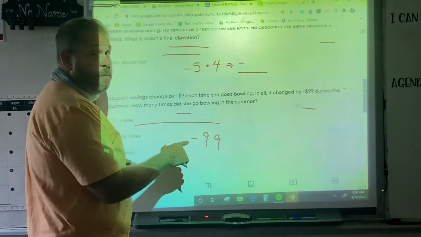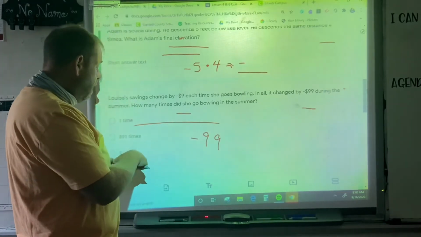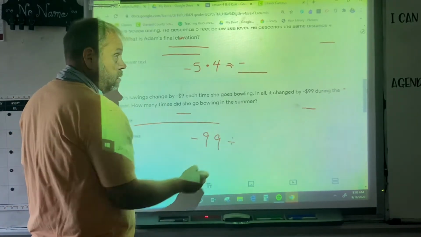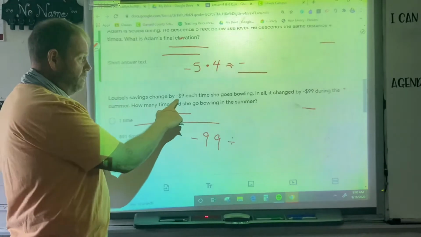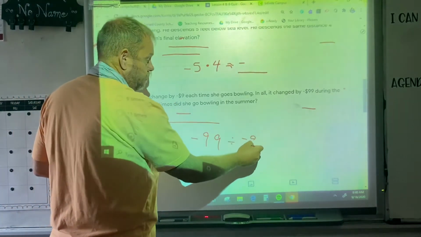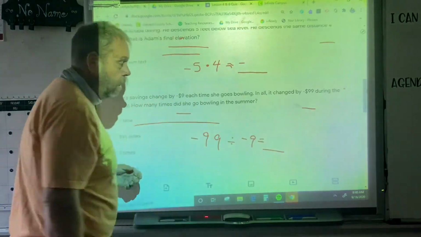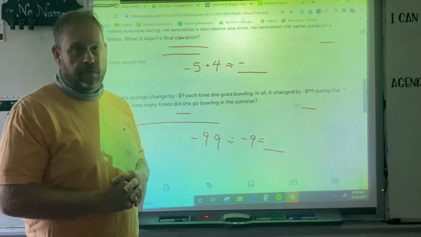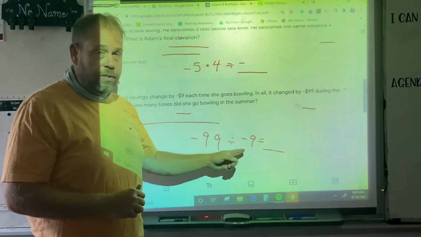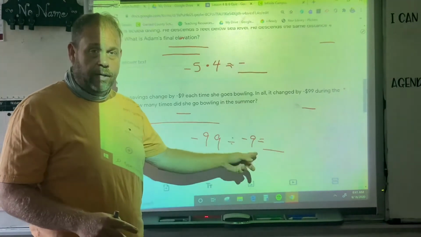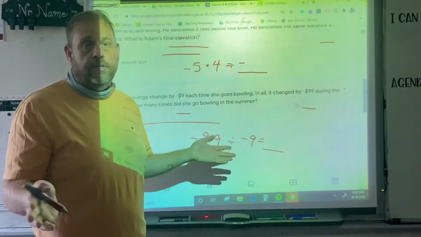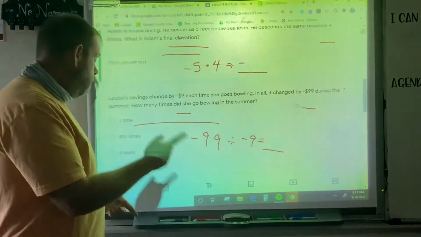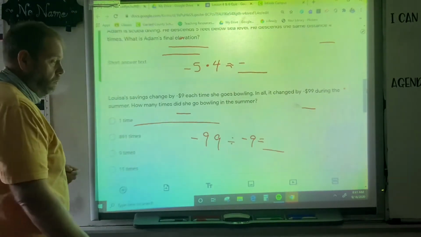That's how much it ends by the summer. And it's $9 each time. I've got a negative divided by a negative. I know my answer is going to be positive. Put this in your notes, go back, put it in the calculator, you'll get the right answer. That's all there is to it. You're just dividing with the calculator. Go to the next one, please.